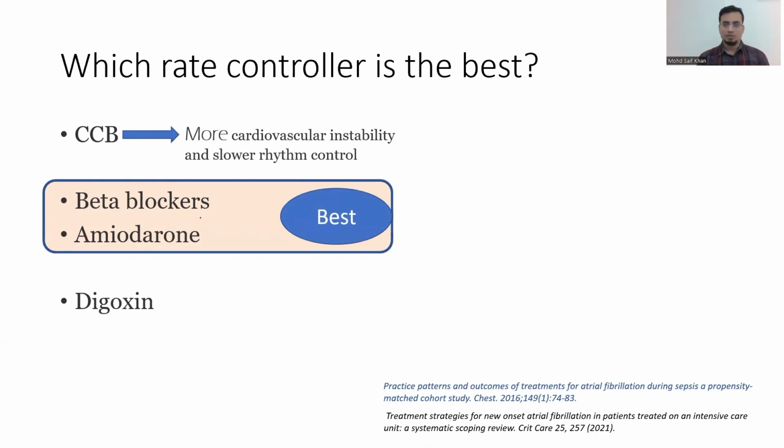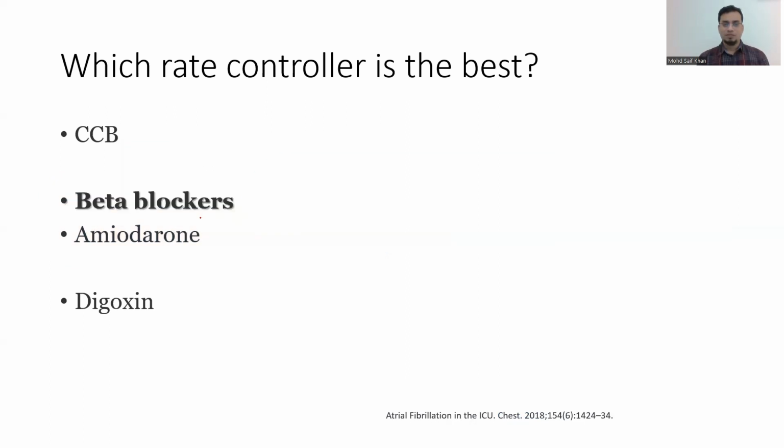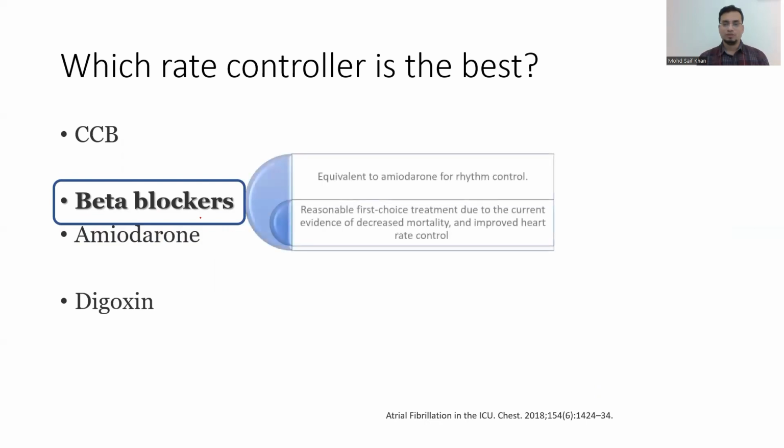So calcium channel blockers may result in more cardiovascular instability, one, and second, the rhythm control is not as good as beta blocker or amiodarone. That is the reason CCBs are not favored. Beta blockers may be equivalent to amiodarone. If you compare beta blockers and amiodarone, various studies are available, and they have shown to be equivalent to amiodarone for rhythm control.